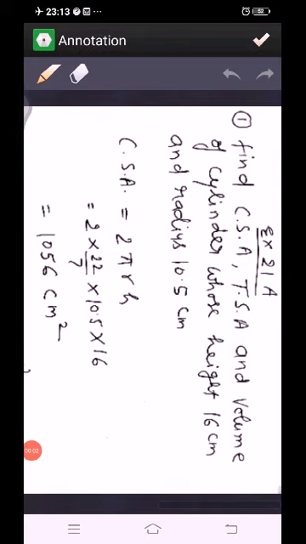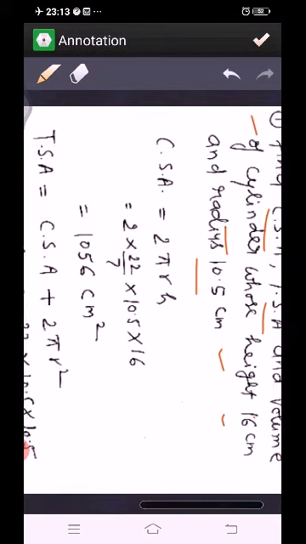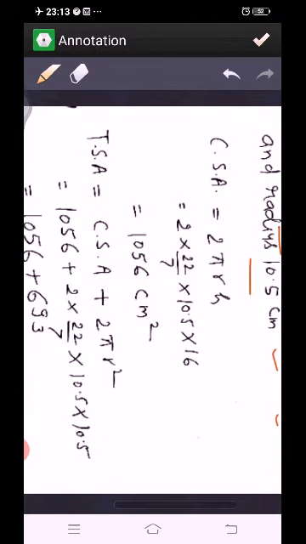So let us start exercise 21a. Question number 1. Find the curved surface area, total surface area and volume of a cylinder whose height is 16 centimeter and radius 10.5 centimeter. So curved surface area is equal to, we know that, 2 pi r h. So we put here the values, 2 as it is, pi that is 22 upon 7, r given 10.5 and h given 16 centimeter. So we calculate it, we get curved surface area 1056 centimeter square.